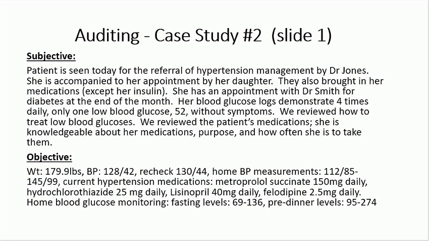Her blood glucose logs demonstrate testing 4 times daily, and there was only 1 low blood glucose, which was 52 and without symptoms. They reviewed how to treat low blood glucose and the patient's medications. The patient is knowledgeable about her medications, their purpose, and how often she should take them. We also see the patient's vital signs documented, the current hypertension medications, and the home blood glucose monitoring levels for fasting and pre-dinner.